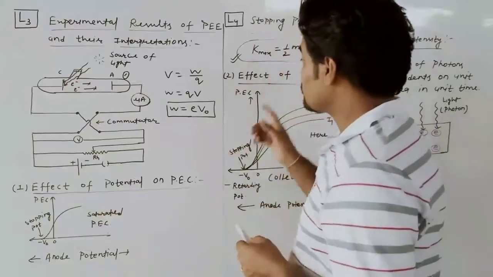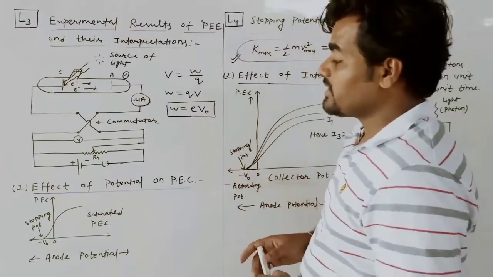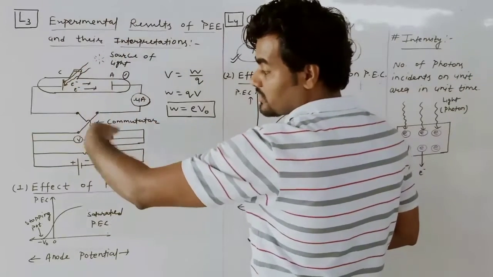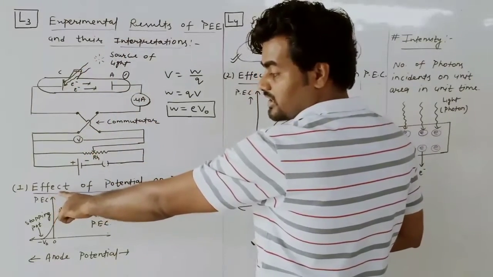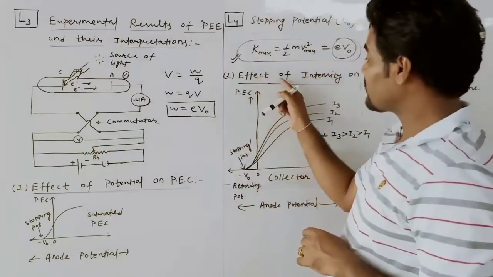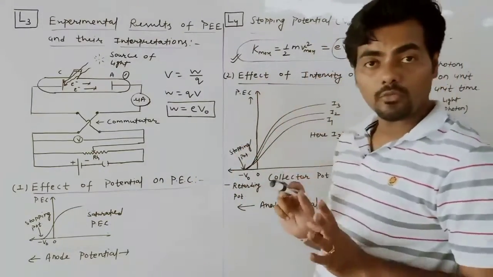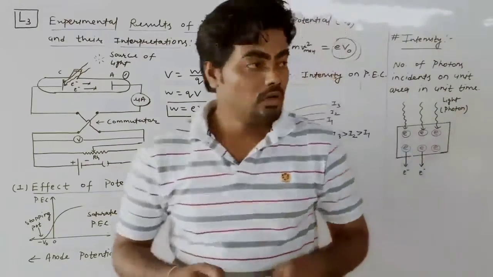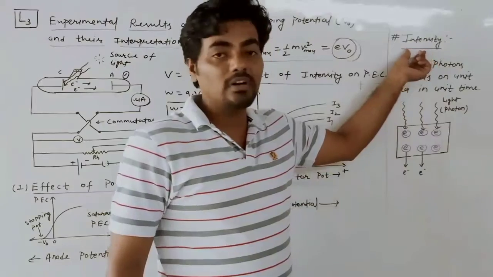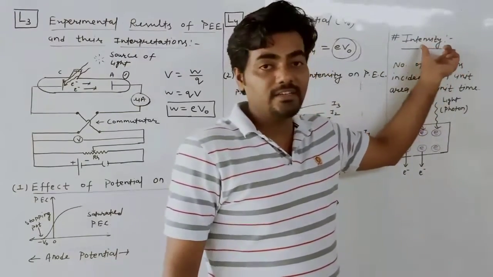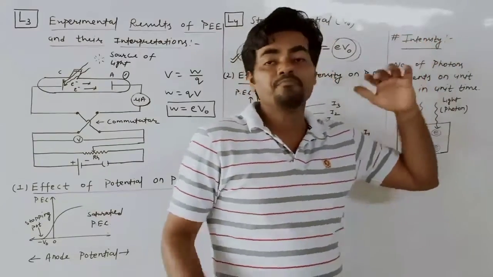Now the next topic: we will see the effect of the intensity of the light on the current. Here we have seen the effect of potential on photoelectric current; now we will see the effect of intensity on photoelectric current. Before studying this topic, first of all, we should get an idea about the intensity of the light.